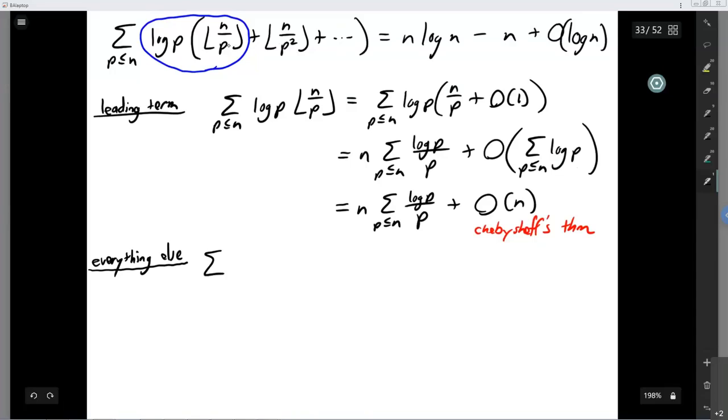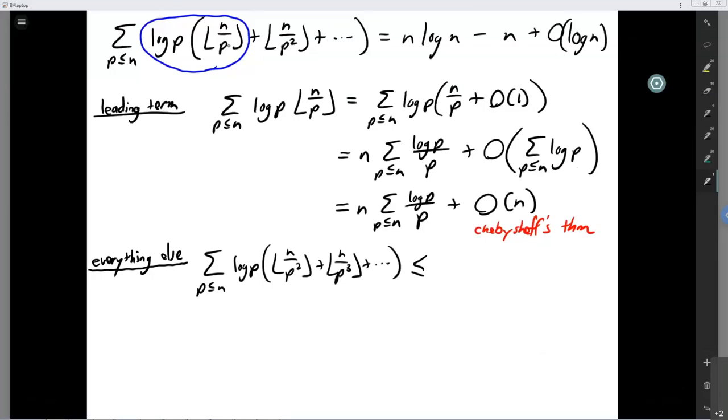So let's see why that happens. So all the other terms start from p squared, p cubed, etc. Floor functions are bounded above by whatever's inside the floor, because the floor function is just the greatest integer that's below the thing you plugged in. So we can bound this above by basically dropping the floor function. So we get log p, and then it's times the sum from i equals 2 to infinity of n divided by p to the i.